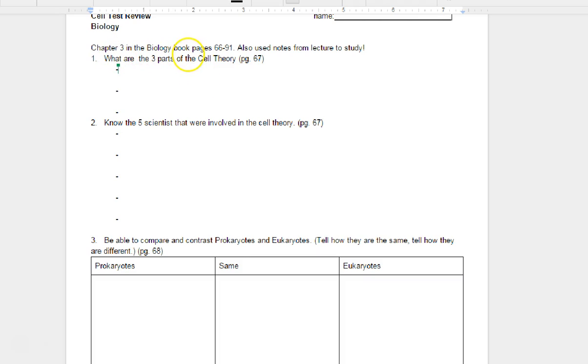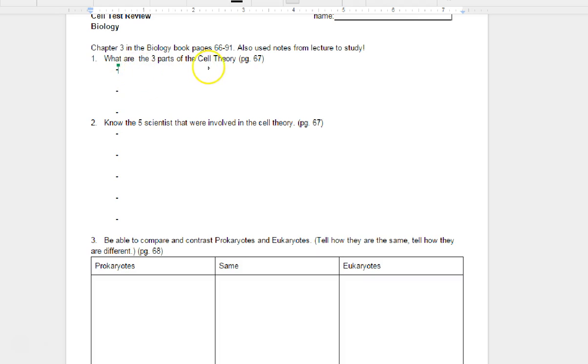So this is Chapter 3 in your book. Make sure that you use your online book. There's review games and interactive things that you can do. And then after we're done with this, make sure you study this information and look over all the different note-taking guides and things that we did in class.